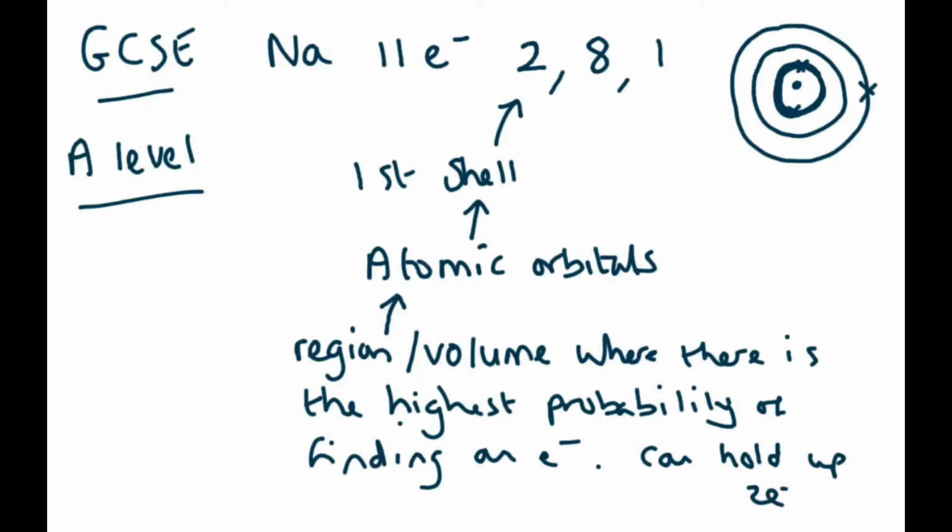It's like, if you know electrons are moving around the whole time, and you were to put a tag, a label on an electron and follow it around, where's the highest probability of finding that electron? What region is that electron in? For A-level, you need to know the shapes of orbitals, these regions.